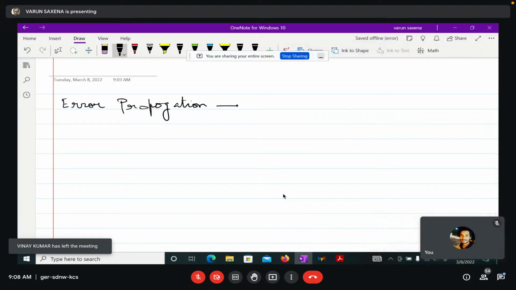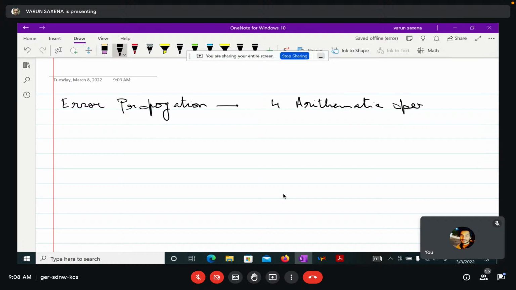Okay, let's start. So we are looking at error propagation. So there are four arithmetic operations. And we are going to look into how the error propagates in this. So one is addition. Second is subtraction. Third is multiplication. And fourth is division, or sometimes it's also denoted by a multiplication. So let's see.